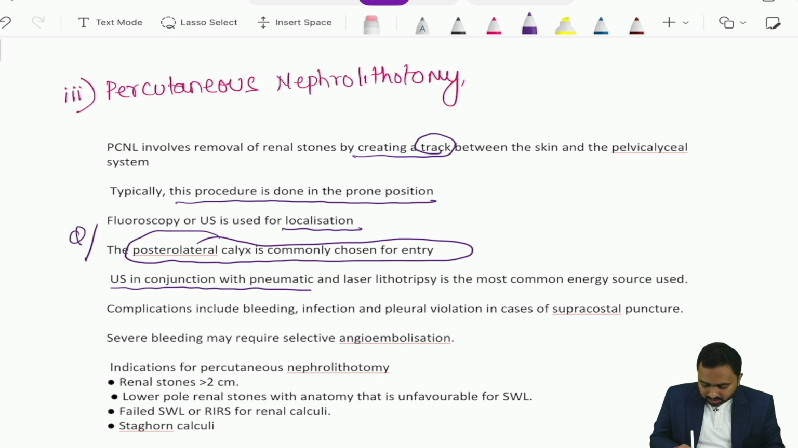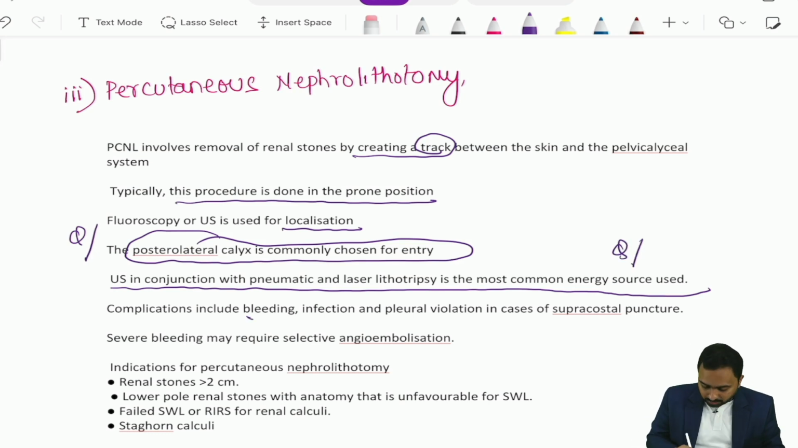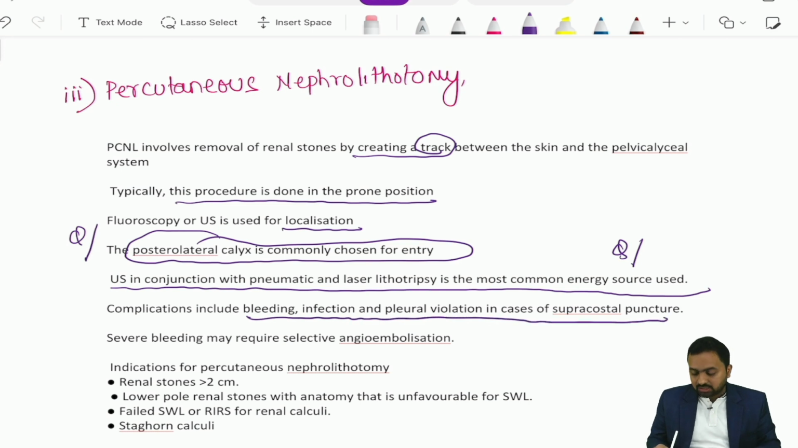Now, ultrasound in conjunction with pneumatic and laser lithotripsy is the most common energy source that is used. The complications would include bleeding, infection, and pleural violation in case you end up doing a supracostal puncture. Severe bleeding may require selective angioembolization.